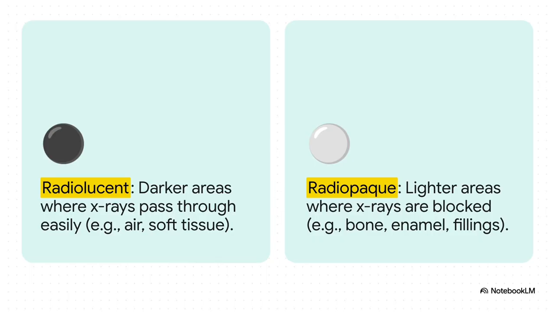First up is radiolucent. That just refers to the darker areas on the X-ray. It's where the X-rays pass through easily, like through soft tissue or air. The other word is radiopaque. This refers to the light or white areas. These are dense things like bone, tooth enamel, or metal fillings that actually block the X-rays. Everything on an X-ray is just a different shade of one of these two.